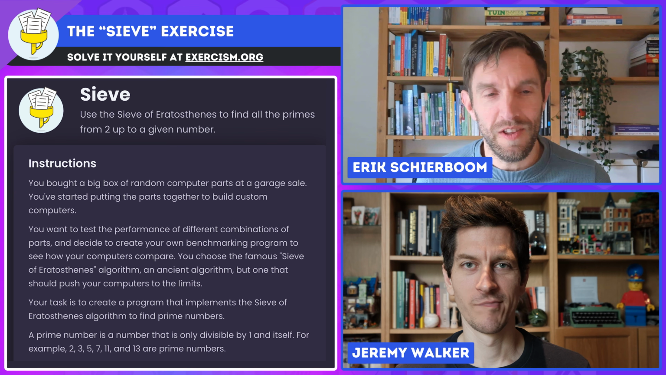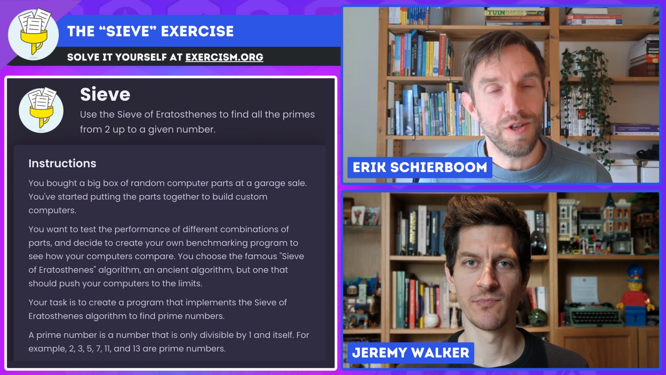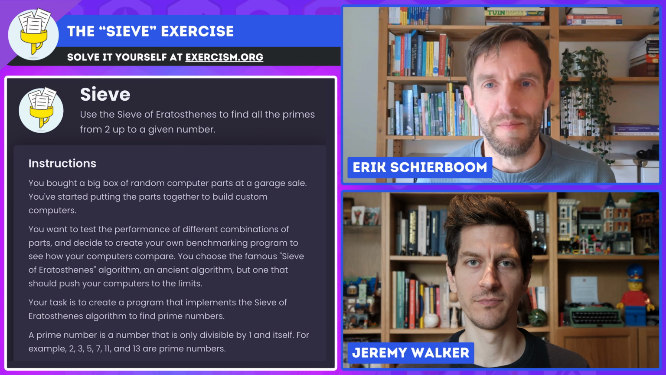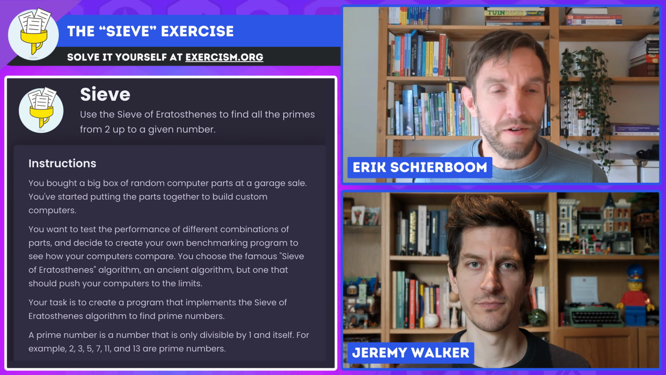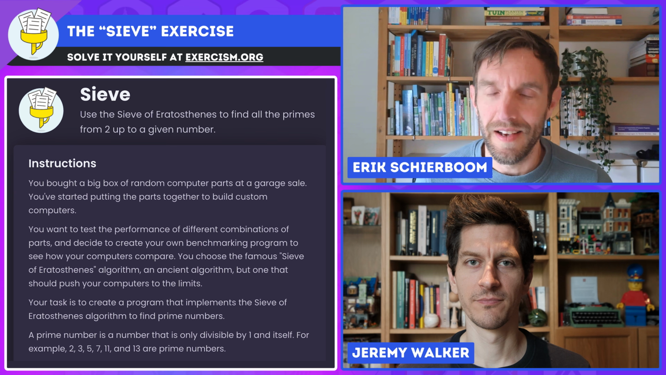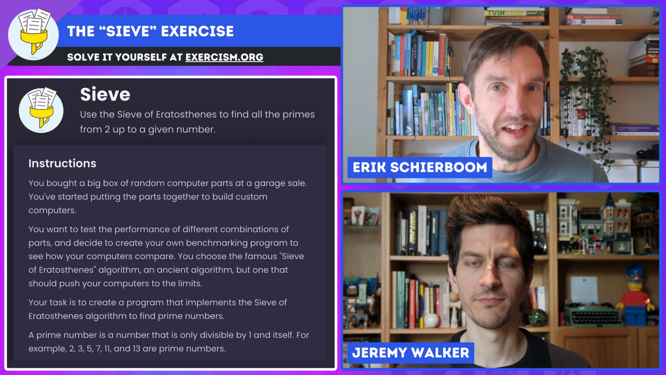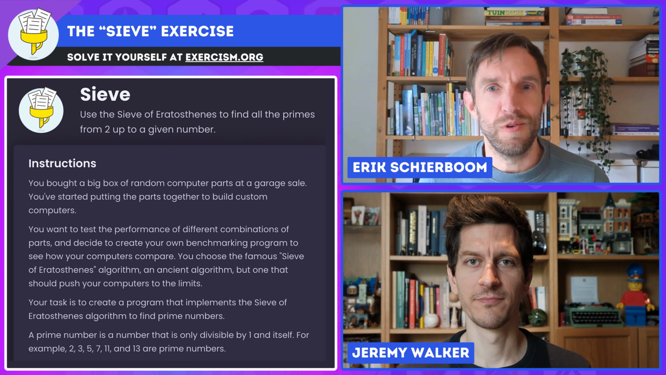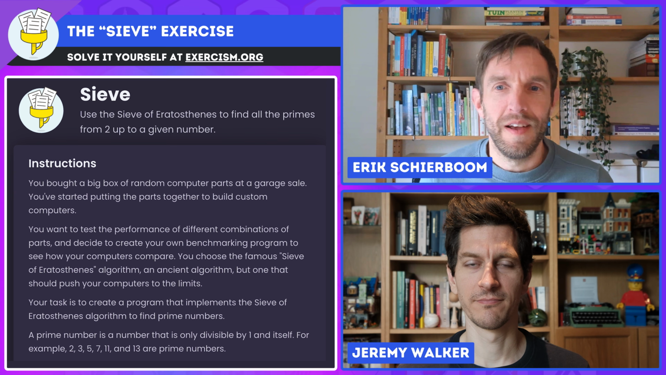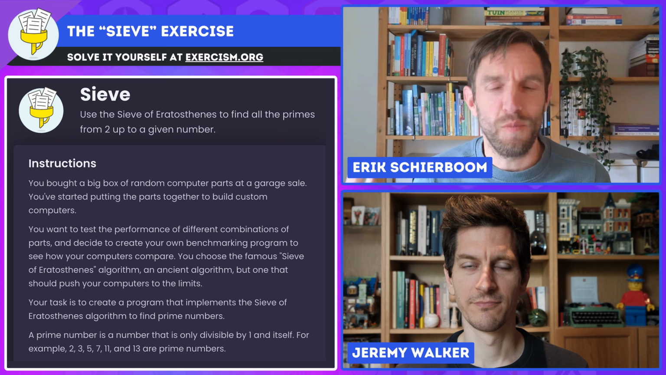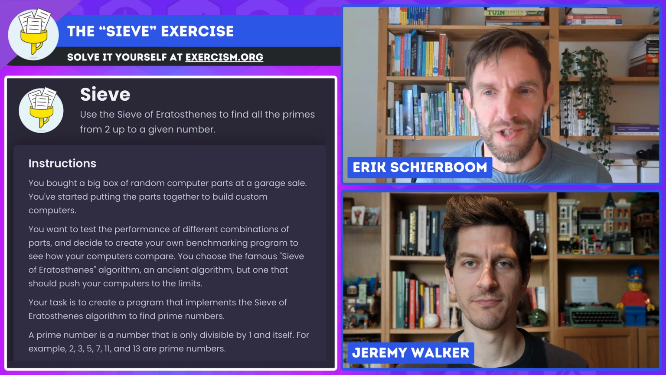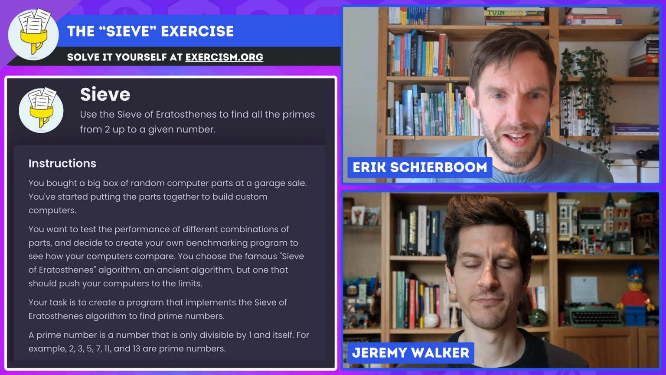And the algorithm is such that you cross off multiples of your prime, because a multiple is by definition not a prime. So suppose we were to find the primes up until the number 10. What you would do is you would get a piece of paper, and you would put all the numbers on the paper. So you start with 2, of course, because that's the smallest prime. So you have 2, 3, up until 10.